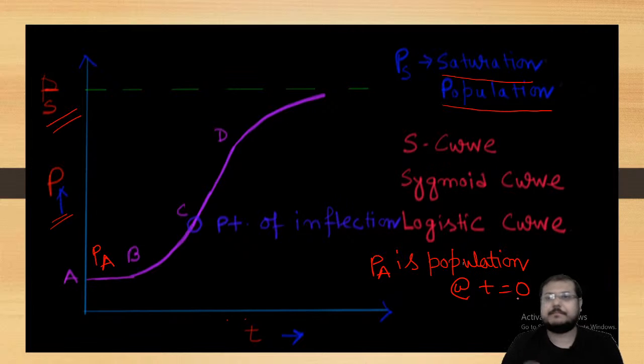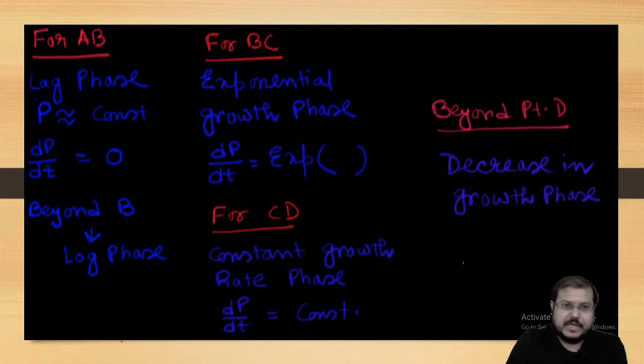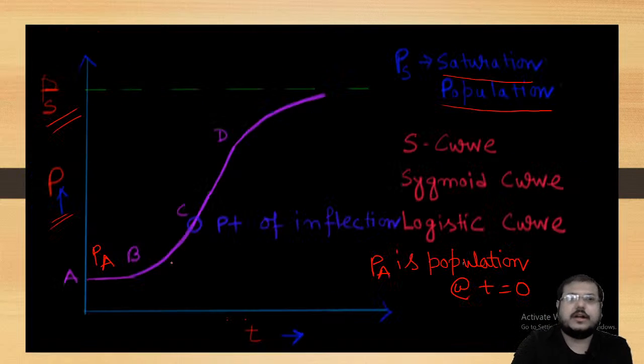So now we have reached from A to B. When it is reaching B, they realize that now it's time to grow their number. Why? Because at point B they gain the confidence that this place is suitable for their future generation. So B to the rest of the part is called the log phase. Beyond B, everything is called the log phase.